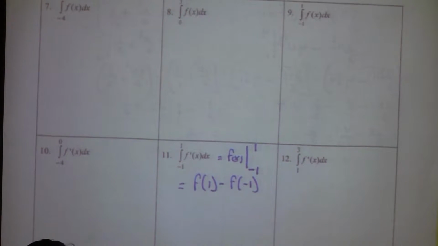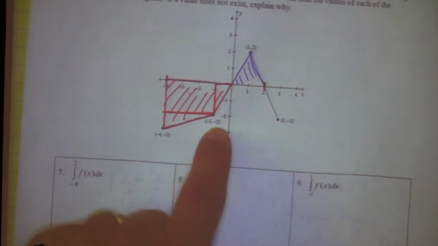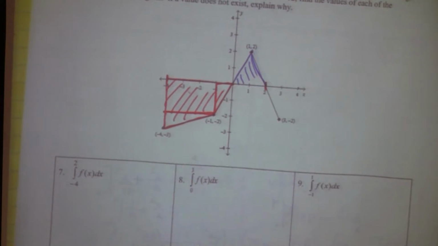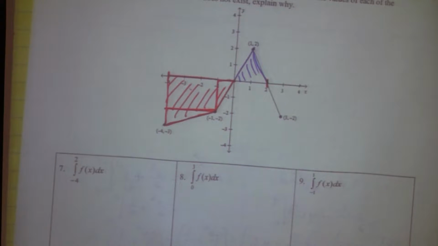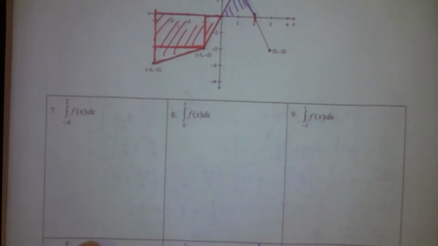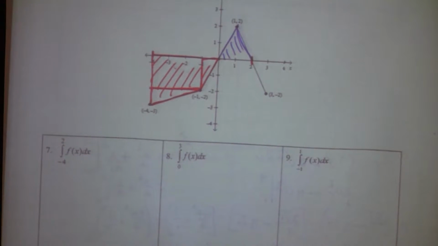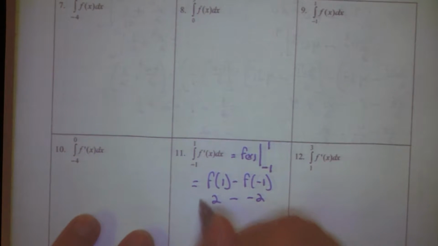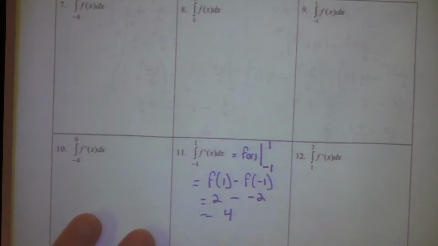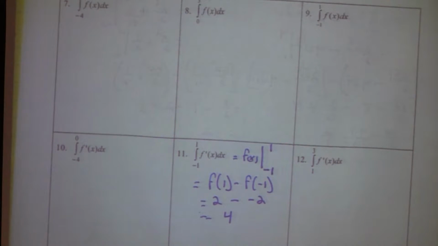Look at the points. They gave us a graph, right? So this is a table, but it just looks different. So at 1, what is the value? 2 minus, at negative 1? Negative 2. So 2 minus negative 2, what do we get there? Do you understand the difference?